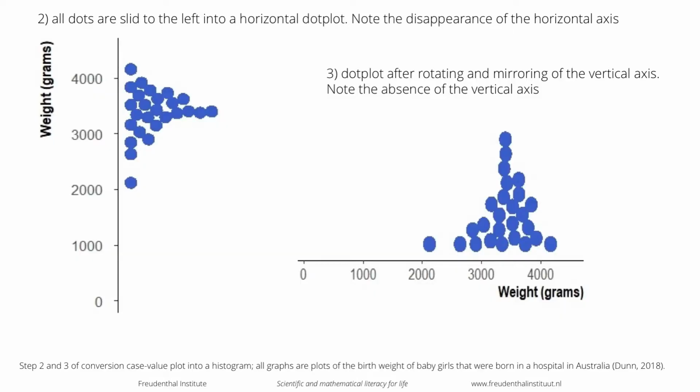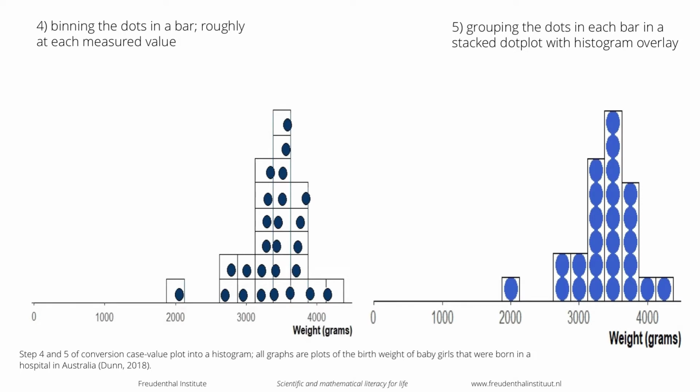Let's rotate the graph and mirror it. Now we get the messy dot plot that statistics educators like so much. You can now clearly see that we only use one variable, right? Three more steps to go before we have our histogram, so hang on. When we bin the dots into intervals, we get a histodot. Here you can still see which dot is where.